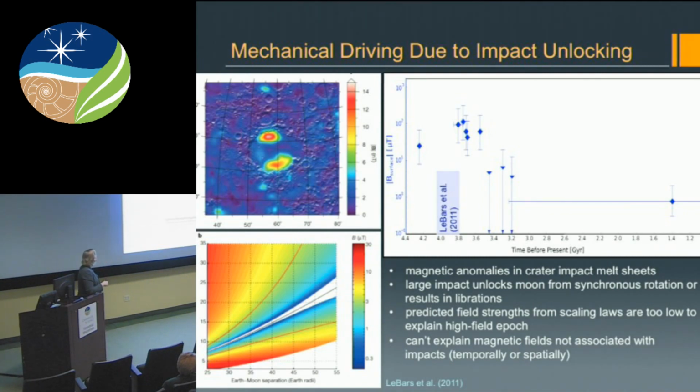This is just a parameter space study from their work, but what they found is they could get field intensities up to about 3 microteslas, but only in that short period of time when you had very large impacts. So again, this is problematic because it doesn't seem to be able to explain the high field epoch. It's problematic because in temporal space, it can't explain the entire record, but it might be responsible for some of the lunar magnetic anomalies we see, especially those associated with craters, which would have formed at that time, melted, and had their melt sheets remagnetized in the field at the time. But this mechanism is not going to explain the high field epoch. At least it's not obvious how it can do that.